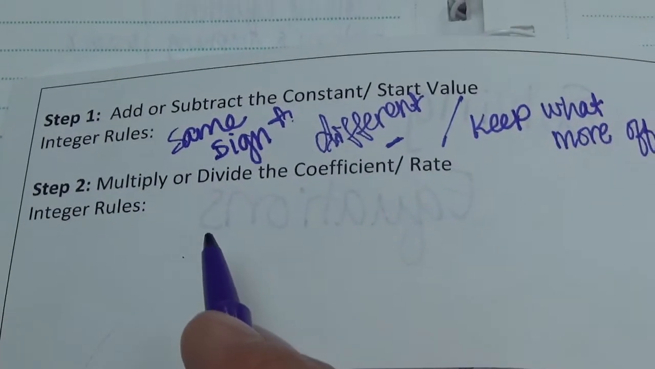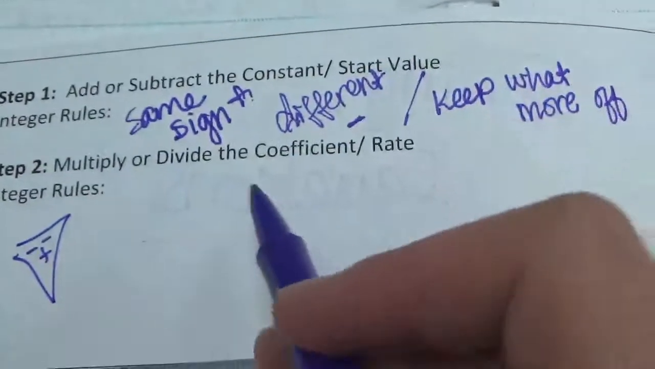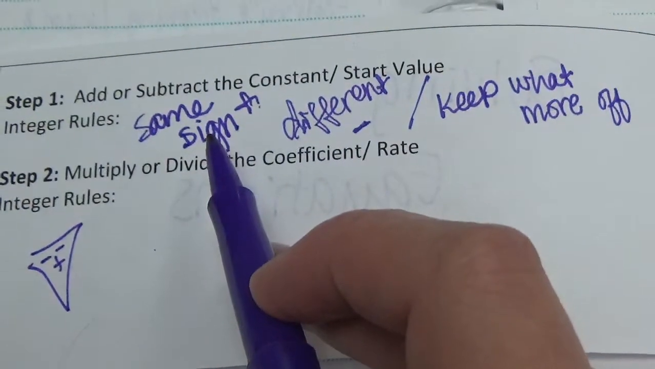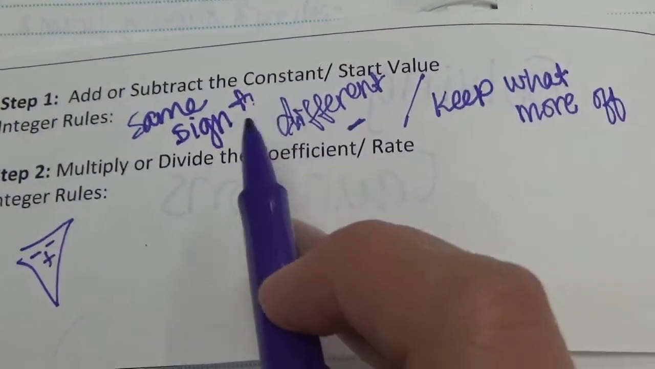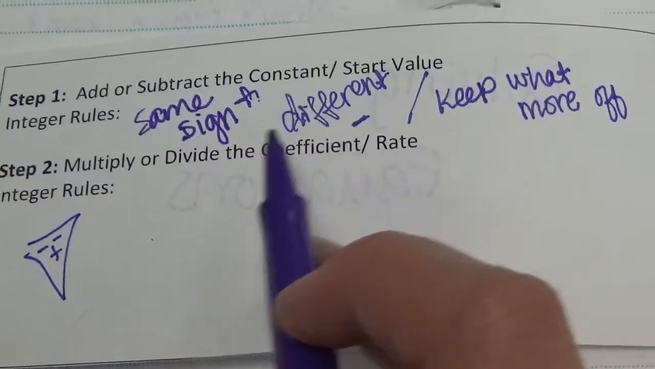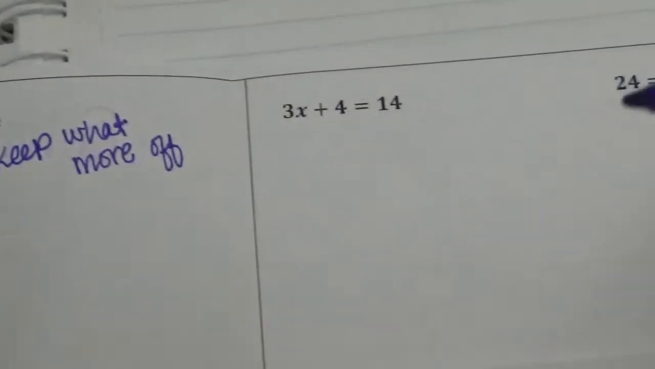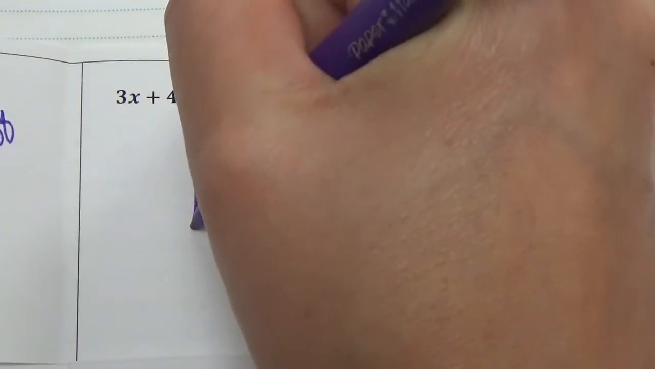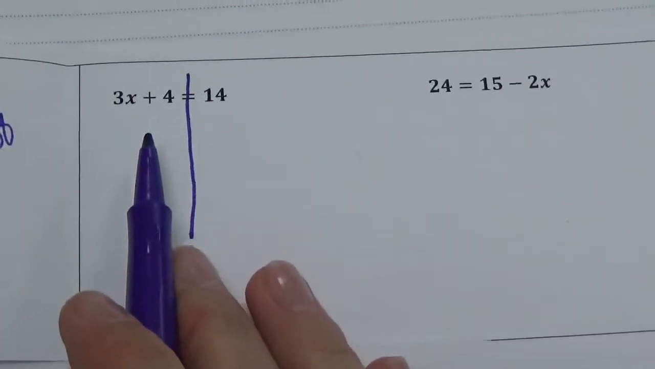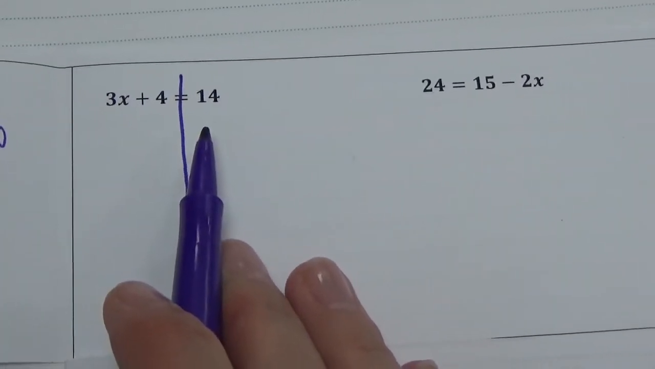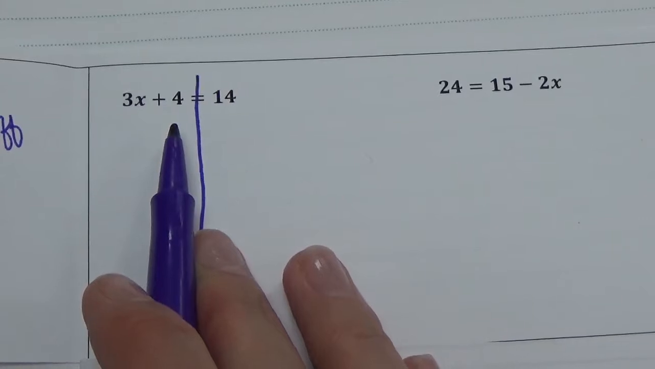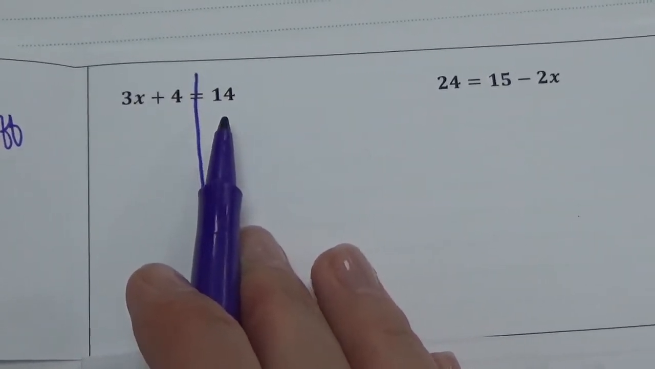Whereas multiply and divide, you want to use Bob the Fox: same sign positive, different sign negative. So instead of adding versus subtracting, it's just going to be positive or negative. Let's take a look at solving the equation. We draw a mirror line, like I'm going to see my reflection across the line. So if I see something on this side, I need to see the exact same thing on the other side.